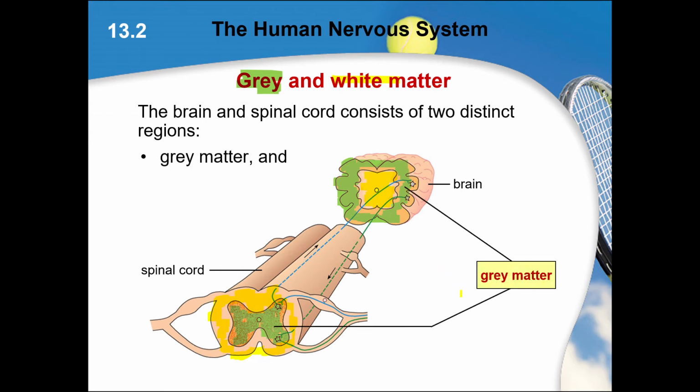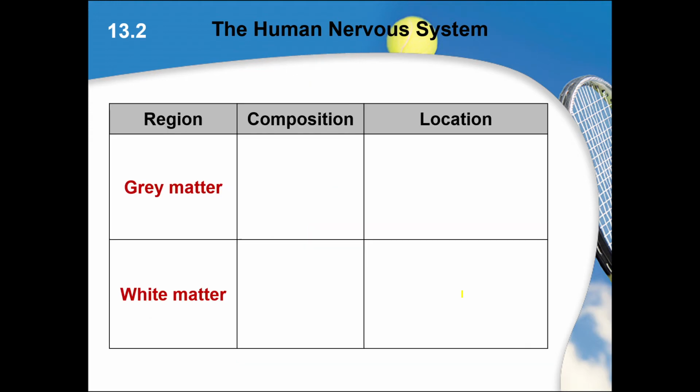So what's so significant about the gray matter and the white matter? The gray matter is gray because when you observe it under a microscope, you see that there is a much darker shade to it, and the reason is because of the cell bodies.